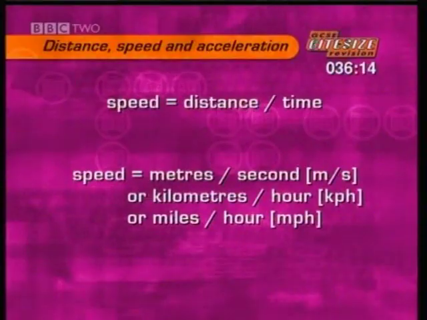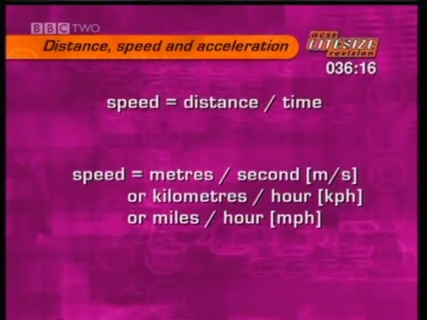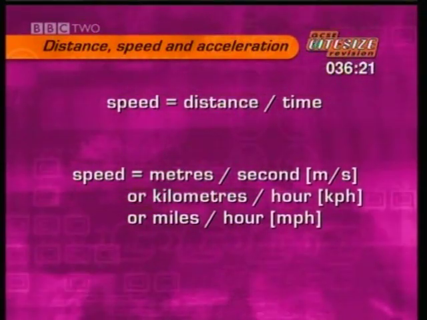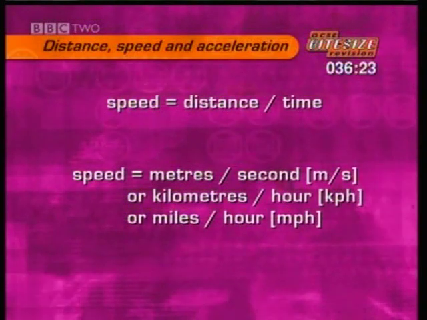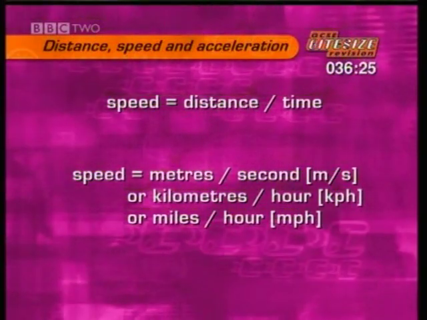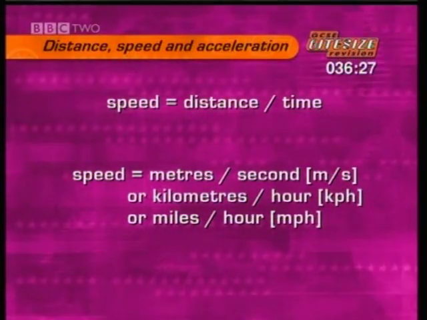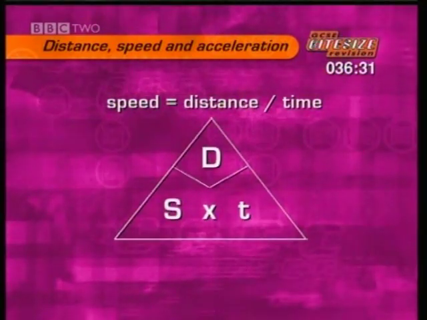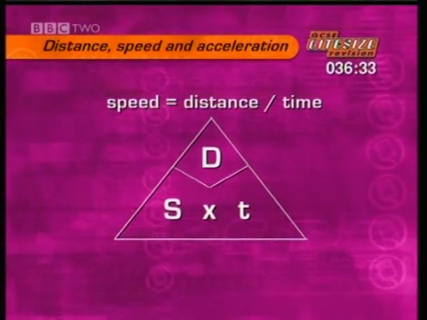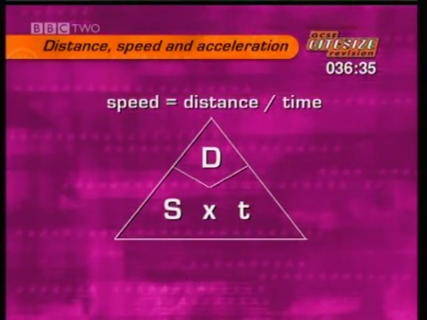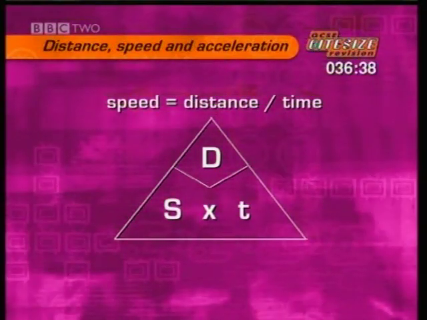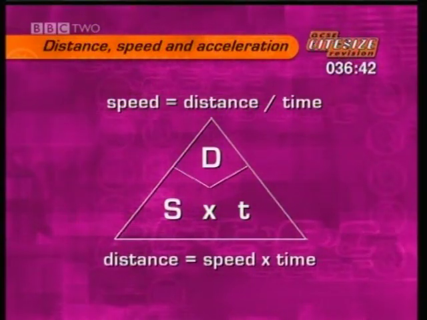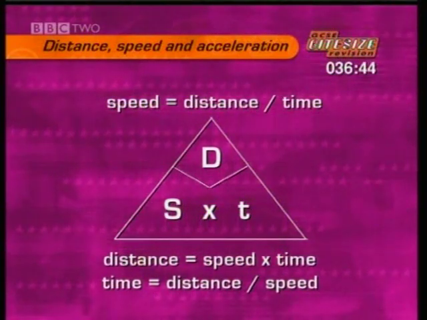This man means business. So speed is distance divided by time. The unit of speed is metres per second, kilometres per hour, or miles per hour, depending on the units of distance and time being used. If speed equals distance divided by time, and you know any two of these values, you can work out the remaining one. Distance equals speed multiplied by time, and time equals distance divided by speed.